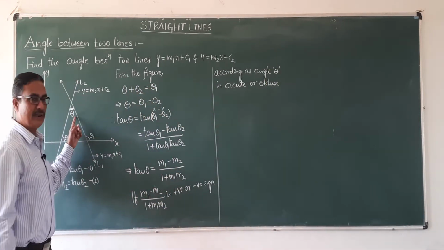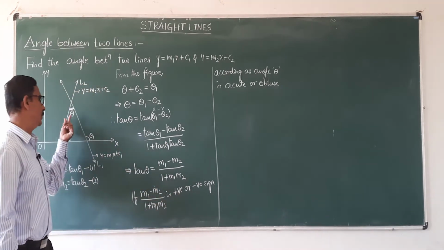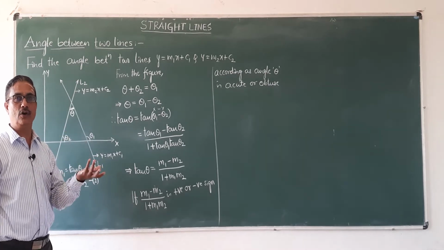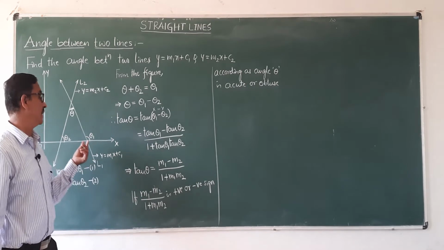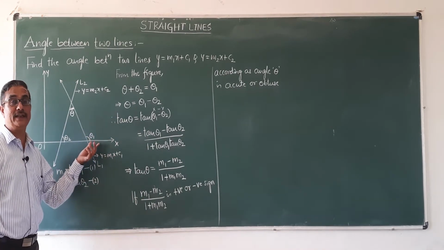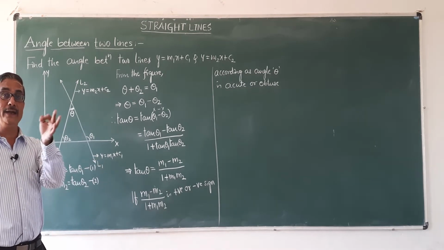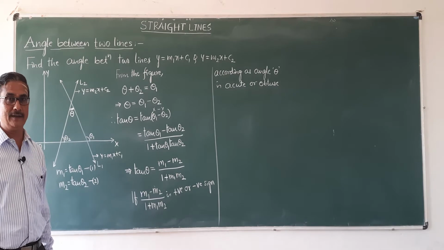If angle theta is acute angle, its value is positive because acute angle lies in which quadrant? First quadrant. In first quadrant all t ratios are positive. Whereas if theta is obtuse angle, more than 90 degrees, it lies in which quadrant? Second quadrant. In second quadrant sine and cosec are positive, tan is negative. You know that in allied angles, isn't it?